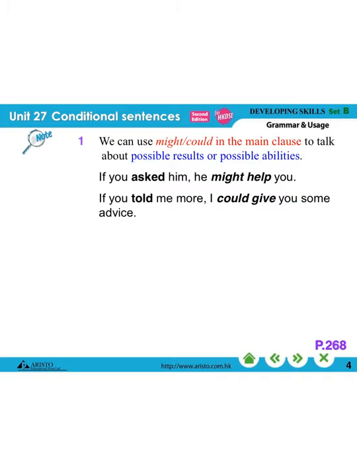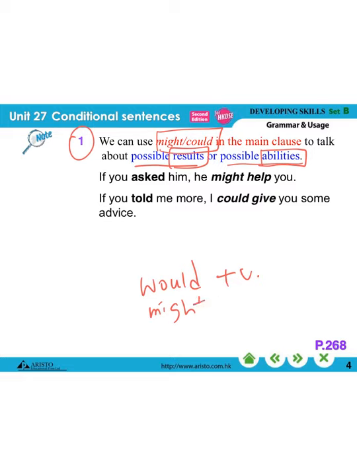So let's take a look at some very special points that you have to get to know. The first one is if we want to talk about possible results or possible abilities, especially for abilities. Besides using would plus a verb, it's also okay to use might plus a verb or could plus a verb. If you asked him, there's no change in the if clause. We are still using simple past tense. He might help you. There is a possibility that he would help you.